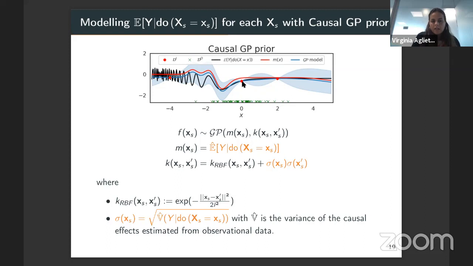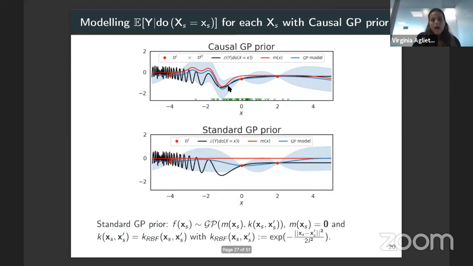So the idea is that by integrating these sources of data, we are able to get a posterior mean function which is very close to the true function, even in areas, for instance this part, where interventional data are not available. And this is because in this part of the input space, we have observational data that are providing some information through the prior construction.